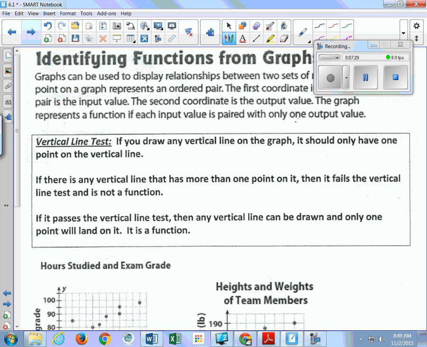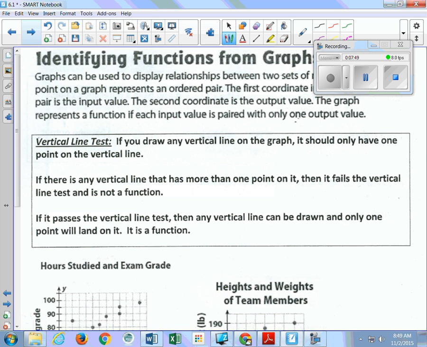Okay, moving on. Identifying functions from graphs. Graphs can be used to display relationships between two sets of numbers. Each pointed graph represents an ordered pair. The first coordinate in each ordered pair is the input value. The second coordinate is the output value. The graph represents a function if each input value is paired with only one output.